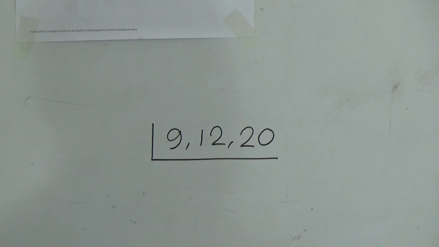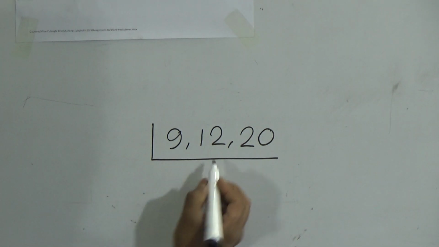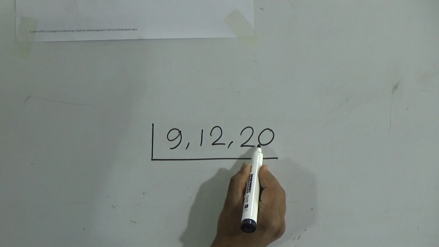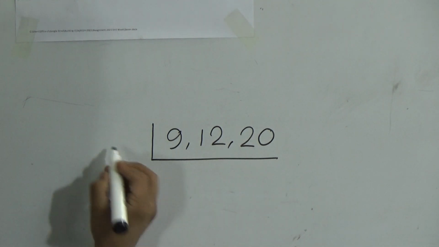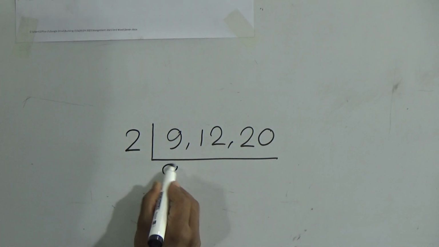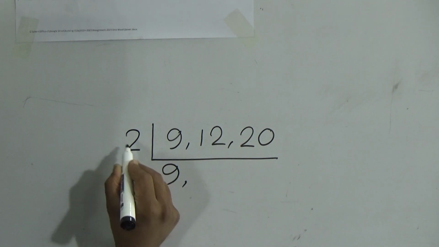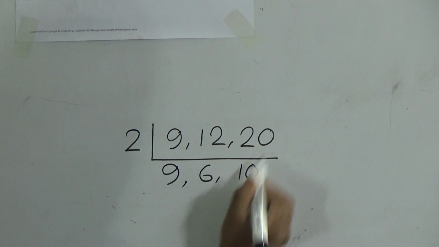Now my dear students, look, to find out the LCM we can divide 12 and 20 by the prime number 2, because 12 and 20 both are even numbers. But 9 can't be divided by 2, so 9 will remain unchanged, and 2 goes 6 times in 12 and 2 goes 10 times in 20.